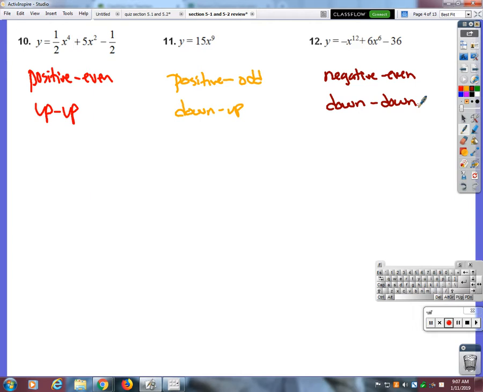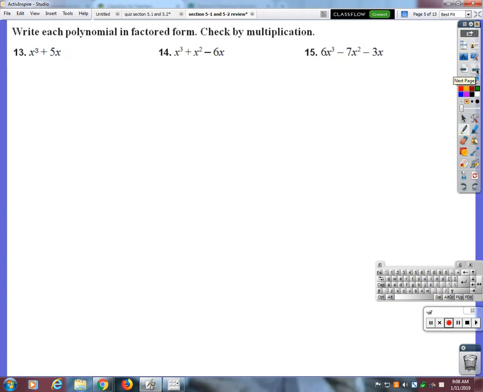Yeah, because it's negative. So normally even exponent would make it go up, up, but then the negative flips it upside down. So it goes down, down. Okay, and then the rest of these are factoring and whatnot. So I will give you guys the rest of the period to work on the rest of that worksheet. If you have questions, let me know. I'll come and help you. If you get it done before the end of the period, give it to me before you leave. If you do not, then do it as homework, and I'll get it from you on Monday.